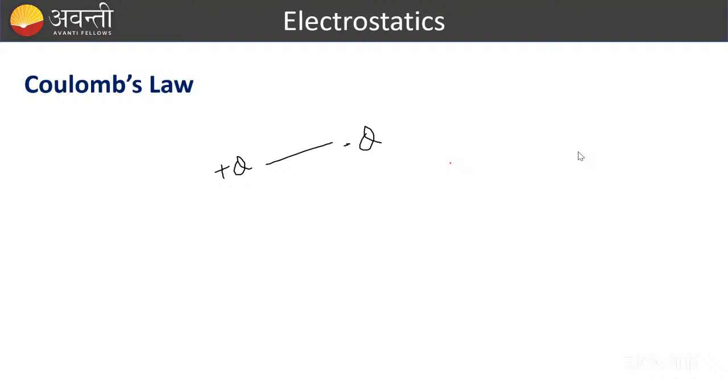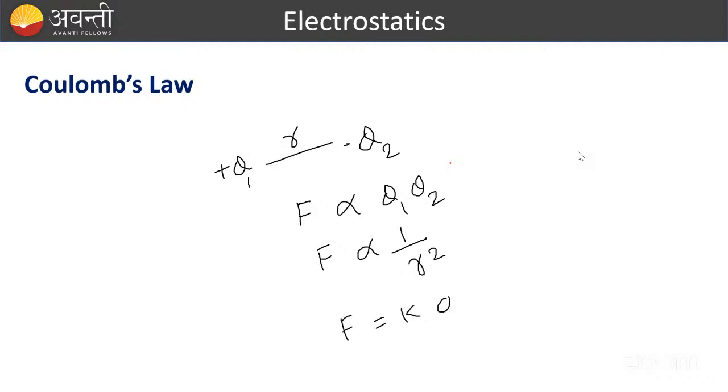So if the distance between these two charges is r, let's say this is q1 charge, this is q2 charge. The force is first directly proportional to the multiplication of these two charges, then the force is inversely proportional to distance square, and the proportionality constant is k, and we write the force as k q1 q2 by r square. So this is your force thing. Okay. Now what is this k? We need to discuss this.